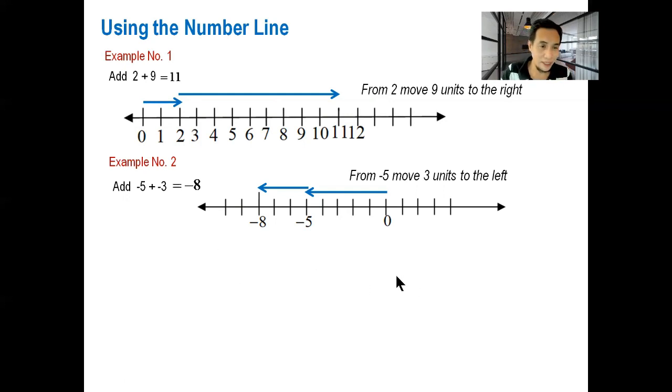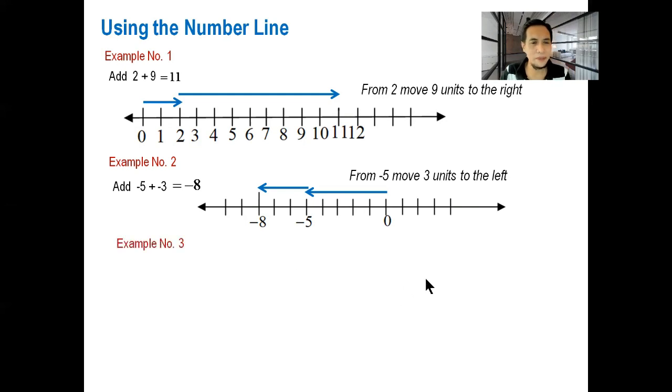You notice, class, without using the number line, that we are adding two negative numbers. If you're adding two same-sign numbers, add the numbers and copy the common sign, which is negative. That's why 5 plus 3 is 8. The common sign is negative, so negative 8. Anyway, we'll discuss that later.